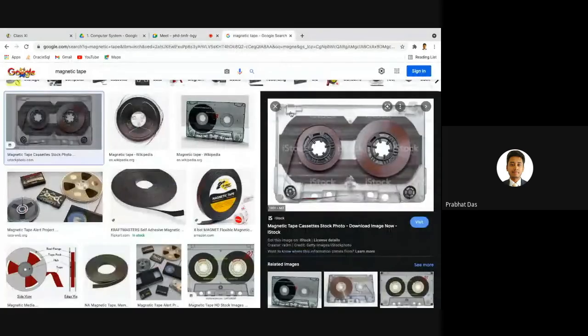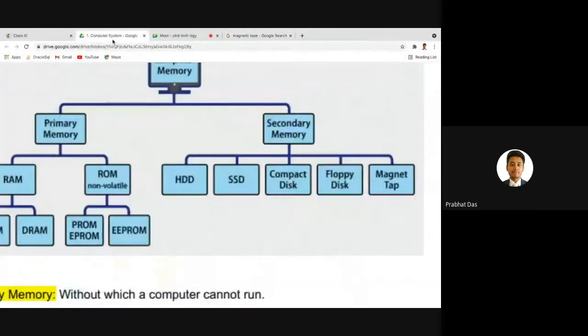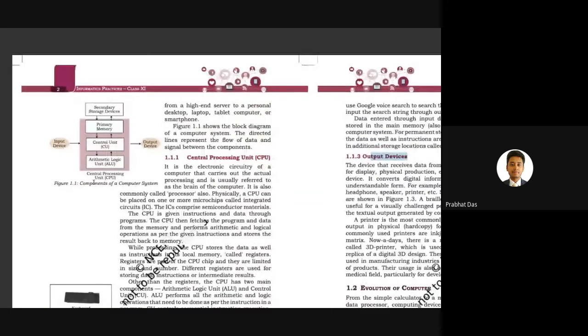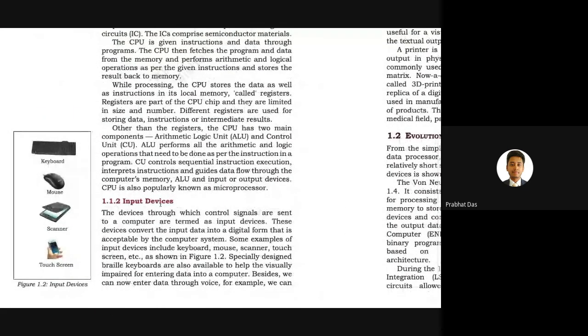So this was all about the secondary storage devices that we have for computation: the hard disk drive, SSD, compact disk, floppy disk, and the magnetic tapes. Let's move on to the next topic, that is input devices and output devices. So what exactly are input devices? Input devices' responsibility is to capture the input that we provide to the system.